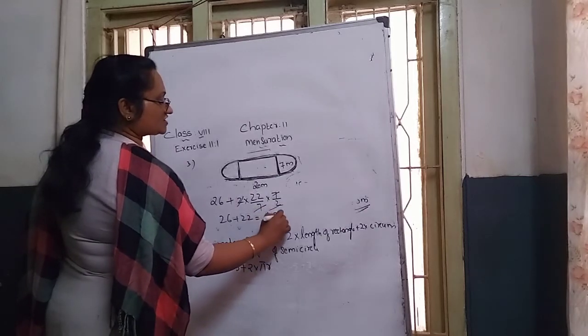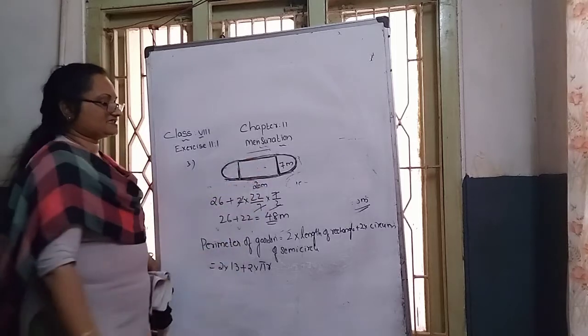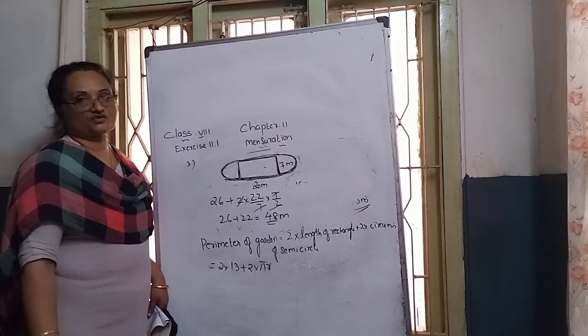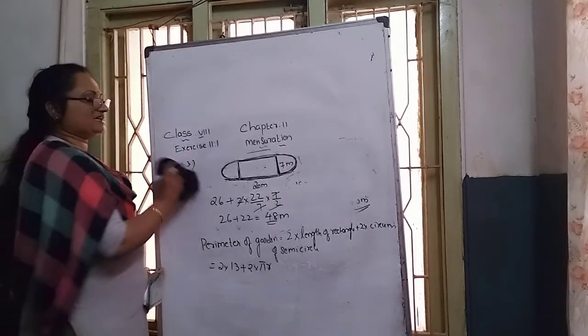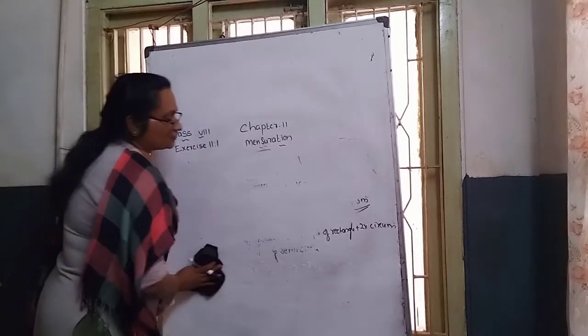48 meters is the circumference of this garden. I hope you can understand this third question. Next we go through the fourth question.